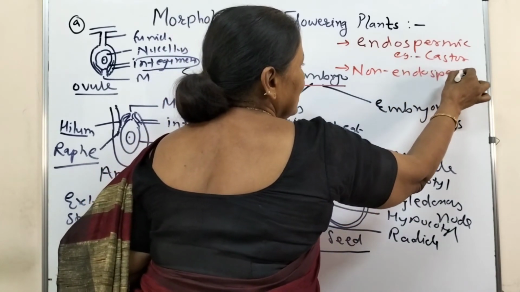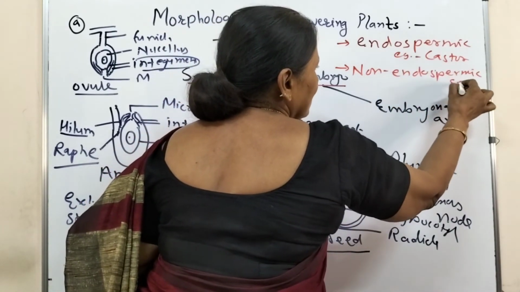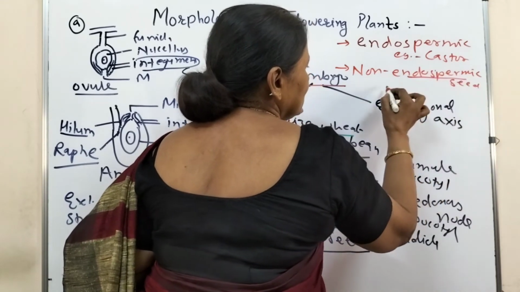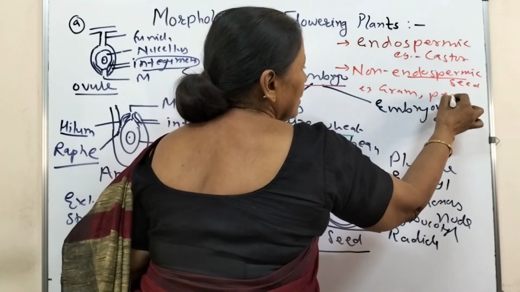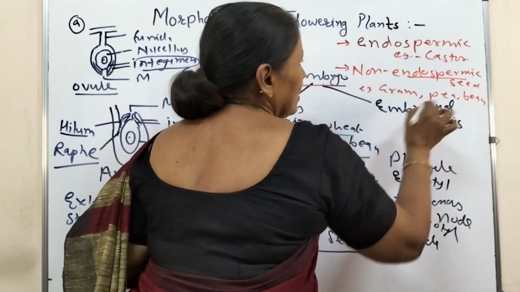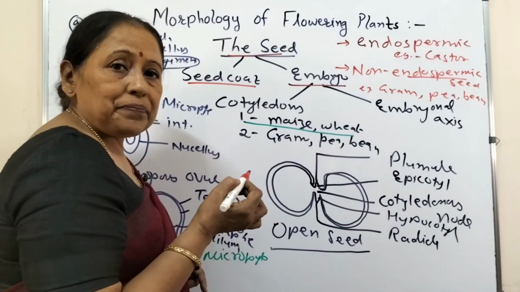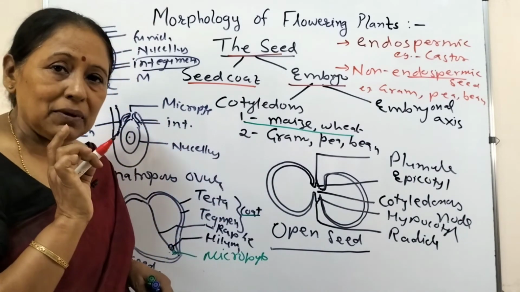And the one which does not have endosperm is called non-endospermic seed. Example is gram, pea and bean. What is endosperm? It was formed during double fertilization.